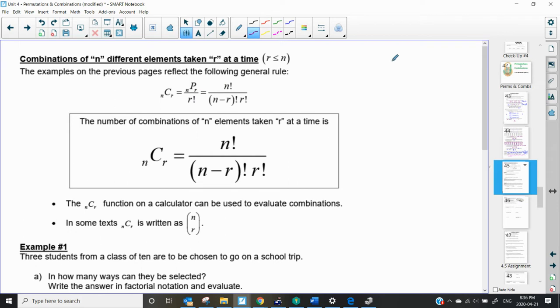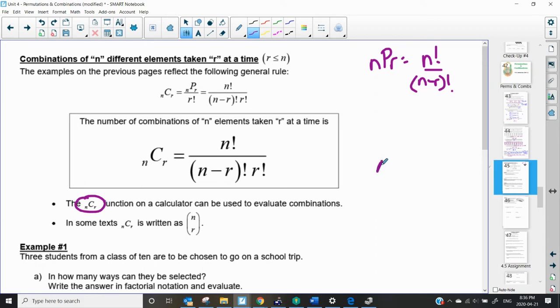And so the original formula for nPr was n factorial over n minus r factorial. So we're really just taking that formula, n factorial over n minus r factorial, and dividing by r factorial. So the formulas are very similar. These are not formulas that you need to memorize. They are on your formula sheet. All right, so the number of combinations here, we've got nCr equals n factorial over n minus r factorial times r factorial. When you're doing the function on your calculator, it's still nCr.